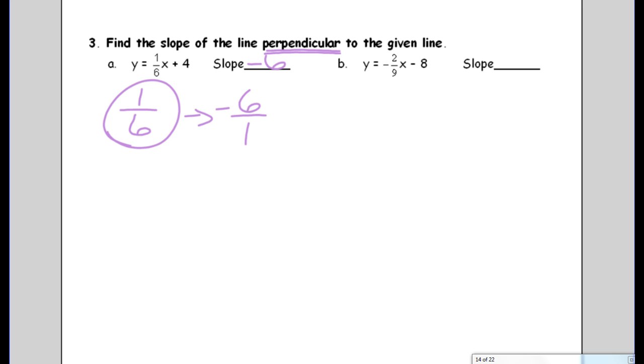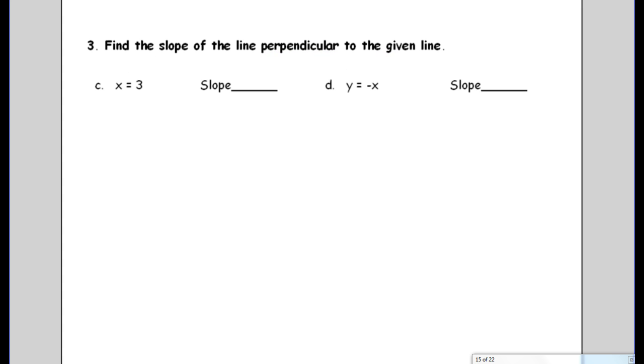Jacob, your card got drawn. What is the answer to B? I don't know. What is it? Negative 9 over 2. Okay, is that the slope or is that your answer? My answer. Oh, but you gotta flip and switch. What's the answer? 9 over 2. Thank you. Did you get it right? 9 over 2 is the answer. Oh, here's a tough one.